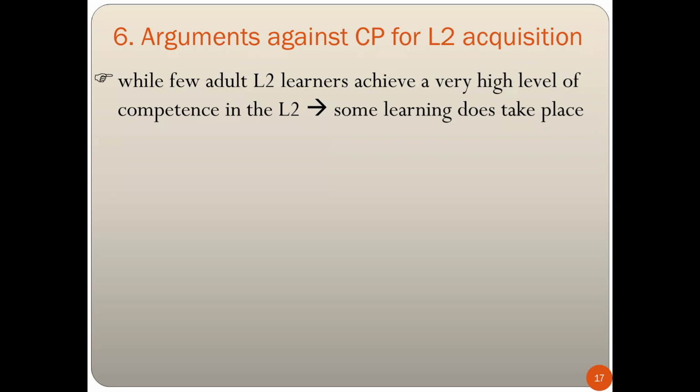So what critics of the idea of a critical period for second language acquisition would say is that, yes, it is true that adult language learners do not achieve very highly, but they do achieve some. So they do manage to learn some, and they're saying if the acquisition of second languages was subject to a biological constraint like critical period, it would be impossible to learn any of the second language, which is, I think, a reasonable point to make.